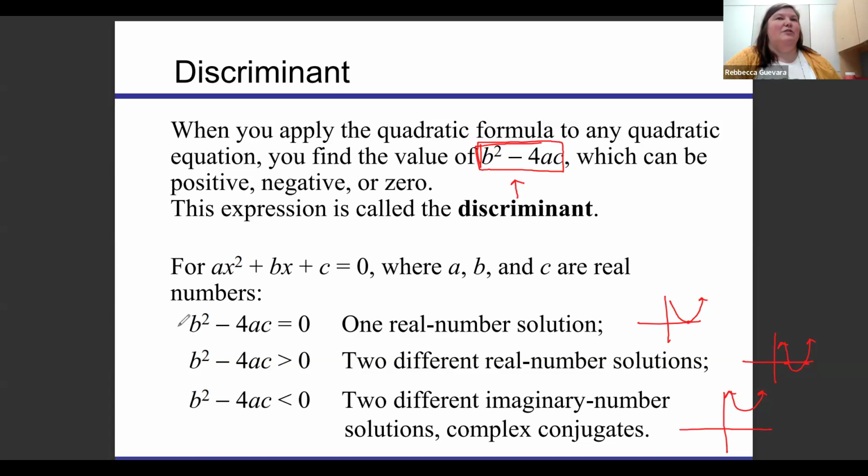So like I said, this is what your discriminant is, and what we use discriminants for at this point is really just to determine: do I have one solution, two solutions, or am I not going to have any solution in the real numbers? In that case, I'm going to have two different imaginary number solutions.